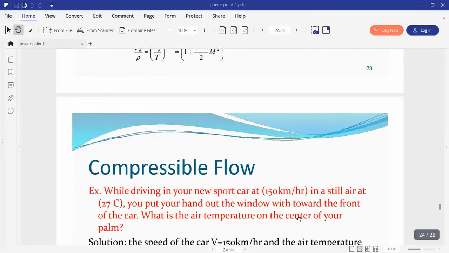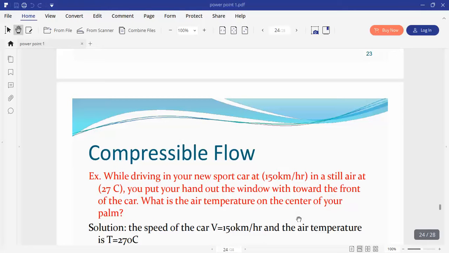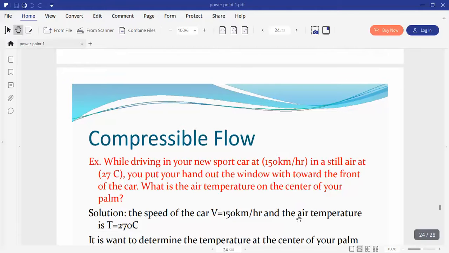Example: while driving in your new sport car at 150 km per hour in still air at 27 degrees, you put your hand out of the window with it toward the front of the car. What is the air temperature at the center of your palm, the center of your hand?